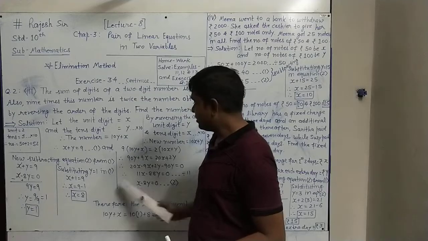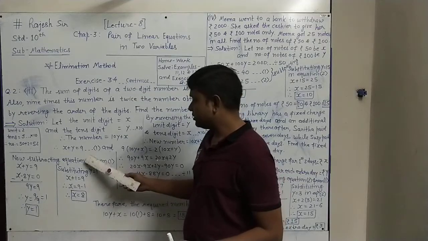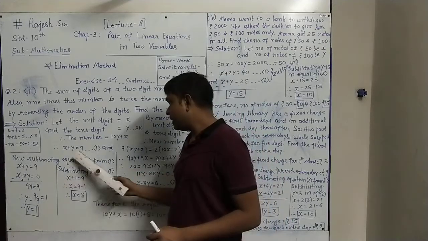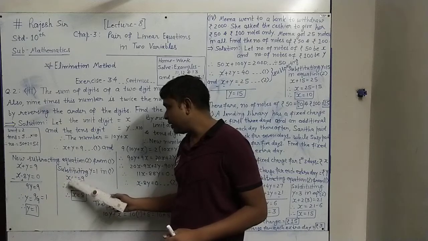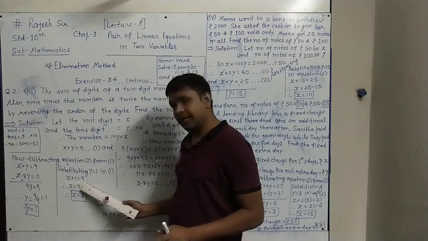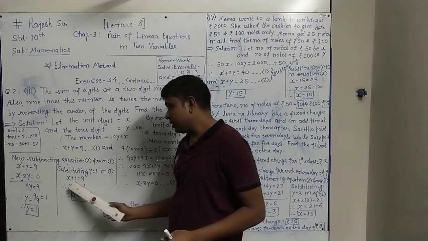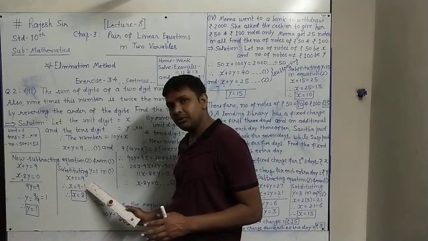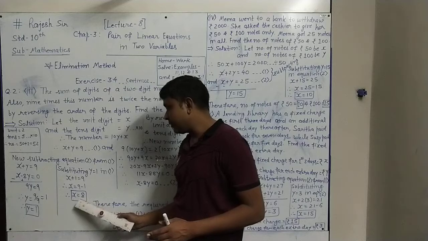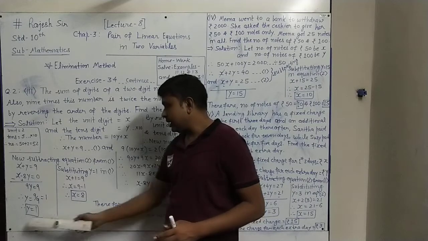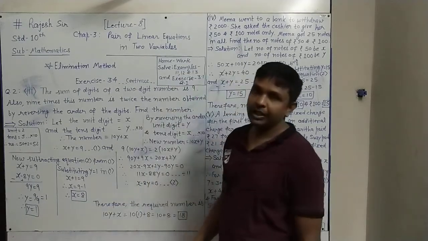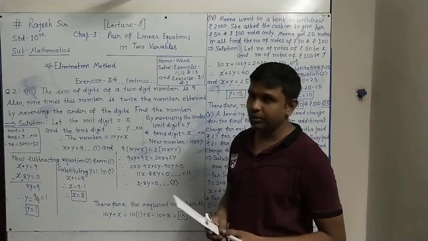Now this y equals to 1, substituting y equals to 1 in equation 1 or 2, anywhere you can place. I have placed in equation 1. So equation 1 is x plus y equals to 9, there x plus 1 equals to 9 is placed. So x equals to 9 minus 1, since plus 1 is on the left, minus 1 will be on the right, so 9 minus 1 is 8. So x equals to 8 and y equals to 1. By the elimination method we have the two values.